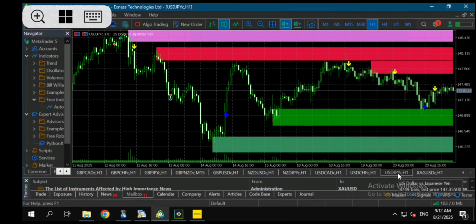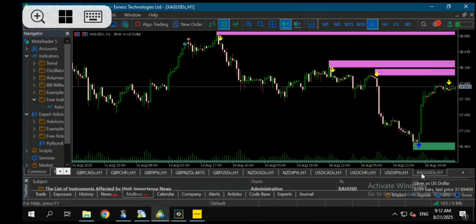In this session, we'll be checking out the indicator that works on the MetaTrader platform. Now, as we can see, we have some colors painted on the chart.